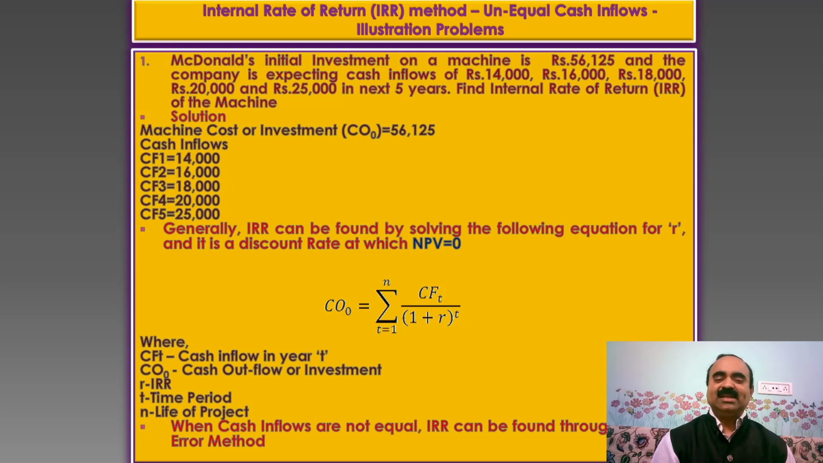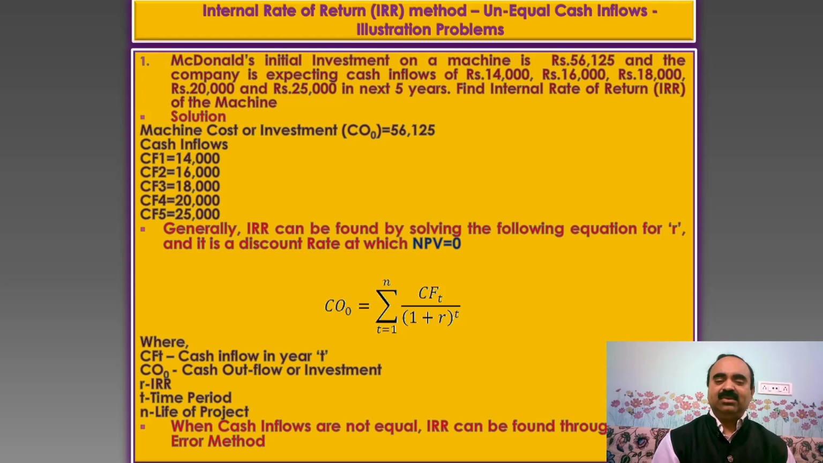Machine cost or investment CO0 is equal to 56,125. Cash inflows CF1 14,000, CF2 16,000, CF3 18,000, CF4 20,000, CF5 25,000. Generally, IRR can be found by solving the following equation for R, and it is the discount rate at which NPV is 0.